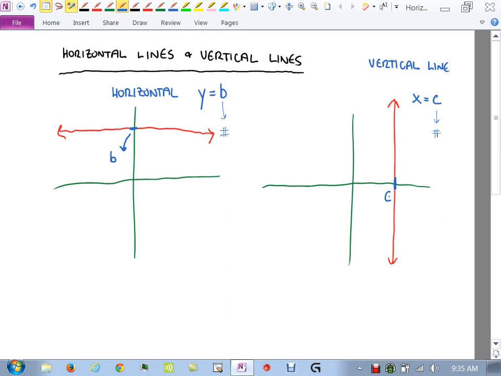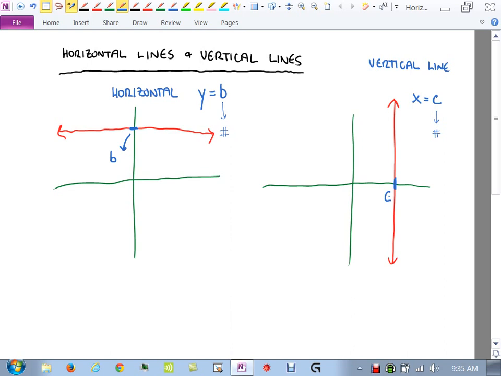Do you agree that any horizontal line I draw has to hit the y-axis? If I draw a line left to right, flat, it has to hit the y-axis. If I draw a vertical line up and down, I have to hit the x-axis. But notice something on the horizontal line. Does it have an x-intercept? Does the horizontal line have an x-intercept?